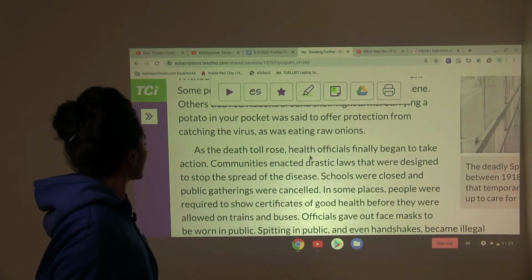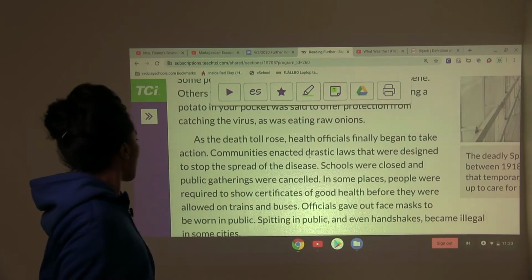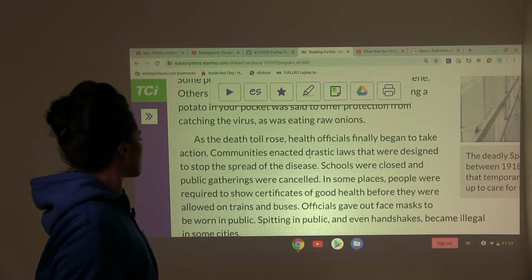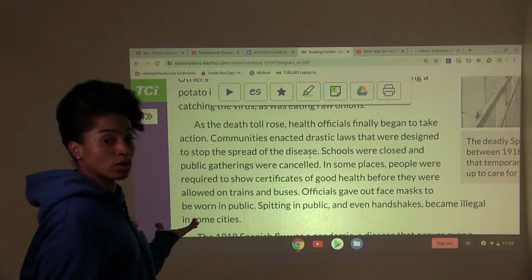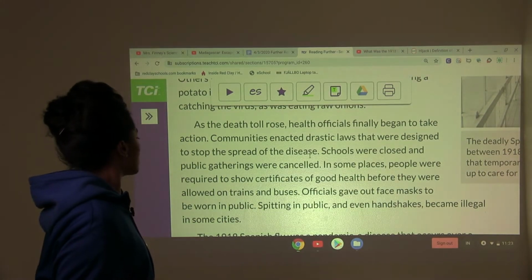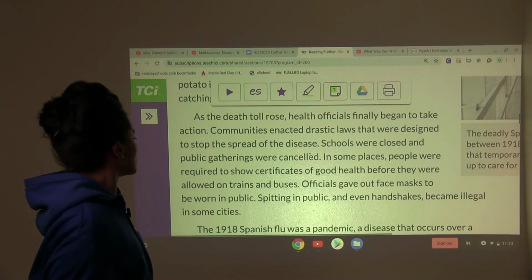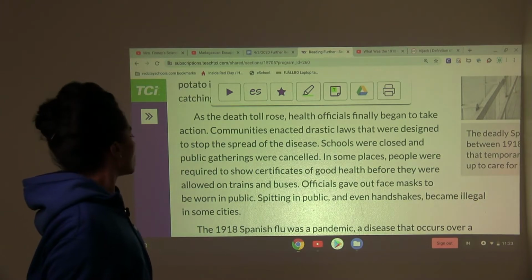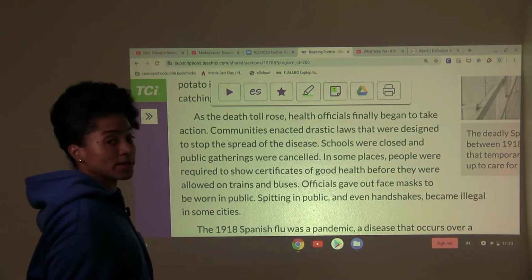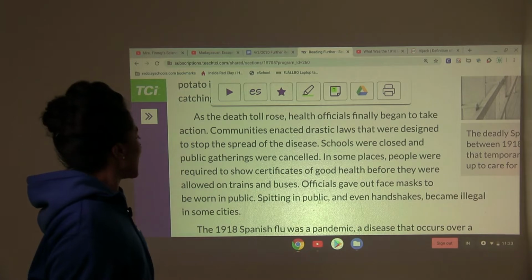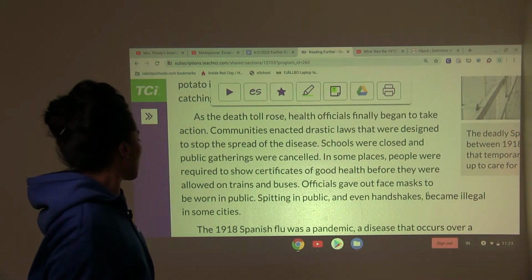As the death toll rose, health officials finally began to take action. Communities enacted drastic laws that were designed to stop the spread of the disease. Schools were closed and public gatherings were canceled. In some places, people were required to show certificates of good health before they were allowed on trains and buses. Officials gave out face masks to be worn in public. Spitting in public and even handshakes became illegal in some cities.